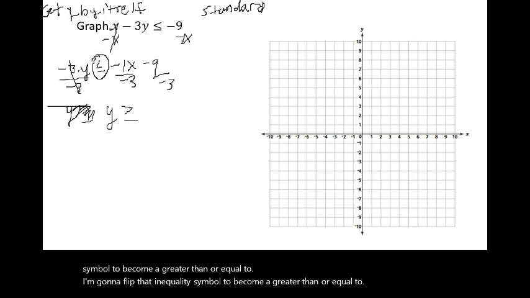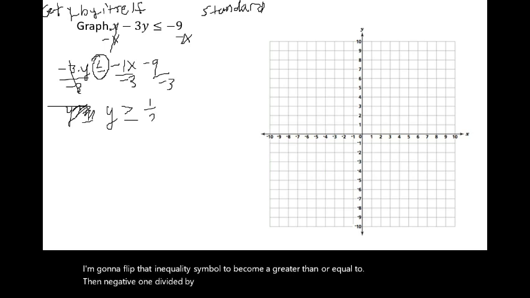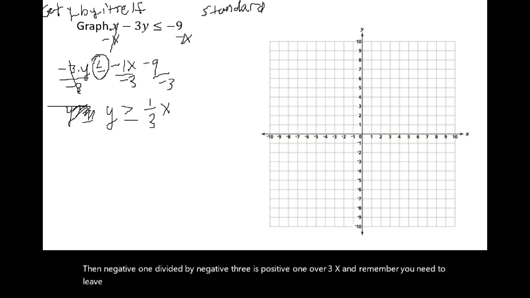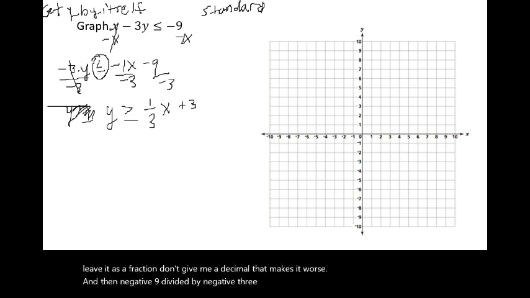Then negative 1 divided by negative 3 is positive 1 over 3x. And remember, you need to leave it as a fraction. Don't give me a decimal. That makes it worse. And then negative 9 divided by negative 3 is plus 3. So now that y is by itself, this is in slope-intercept form.